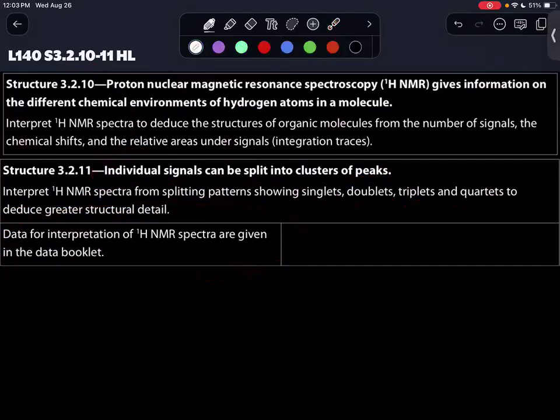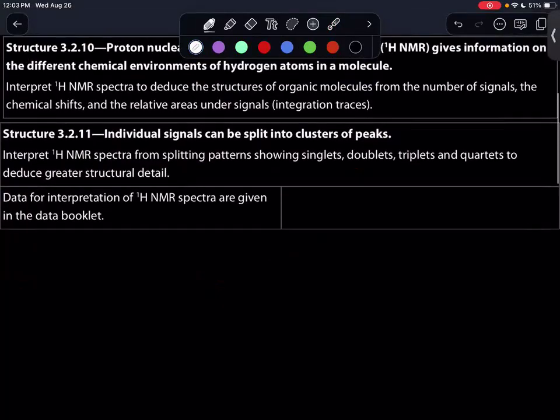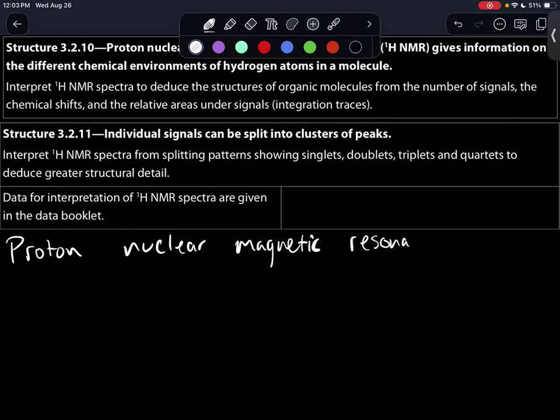So with that said, let's just talk about what proton NMR is, or proton nuclear magnetic resonance. And this will be the only time I write the whole name out. HNMR. Now, I'm going to ignore writing the one on the hydrogen just because I'm lazy, but technically it should be there, but I will not write it for the rest of this, so don't comment or whatever.